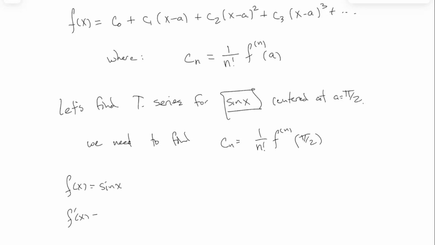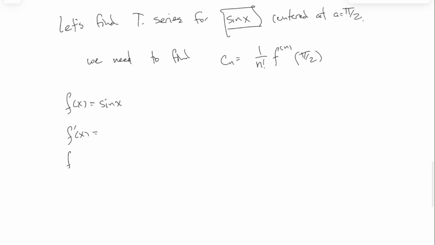F prime of x, I'm just going to write down some derivatives here, and hopefully we will eventually be able to deduce a pattern. The second derivative, the third derivative, let's just go up to the fourth, and then hopefully we'll be able to figure out what's going on by then, right? You take the various derivatives of sine x, which is not hard. It becomes a cosine, and then negative sine, and then negative cosine, and then back to sine again, right?